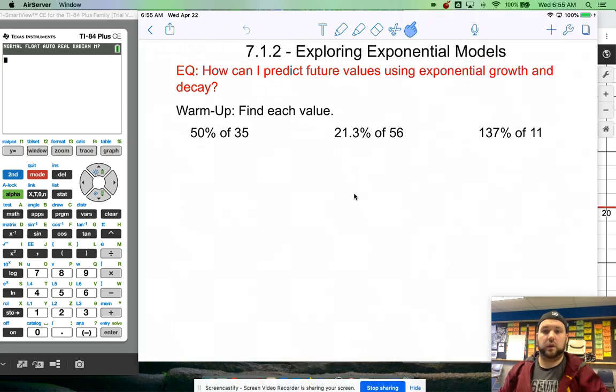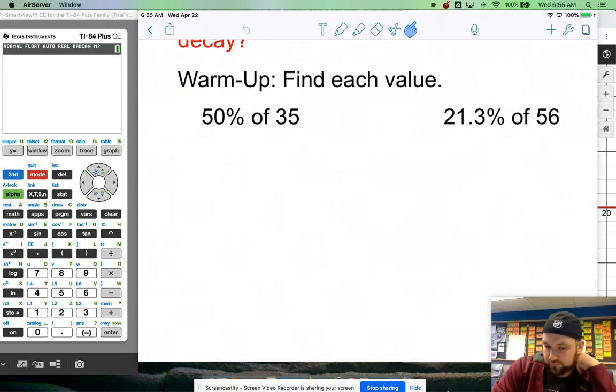All right. So for the second part of 7.1, we're going to actually apply this idea of exponential growth and decay to look at some real world situations. Of all the different things that we study, exponential growth and decay is probably the most popular type of growth that you'll see. And we'll show you a couple examples of that in this much briefer video than the first one. So our EQ is, how can I predict future values using exponential growth and decay?